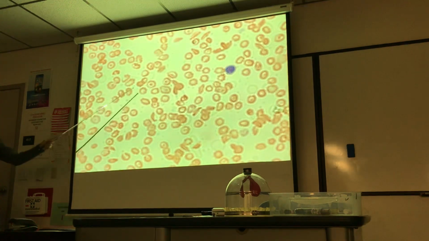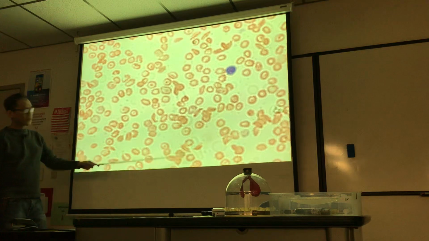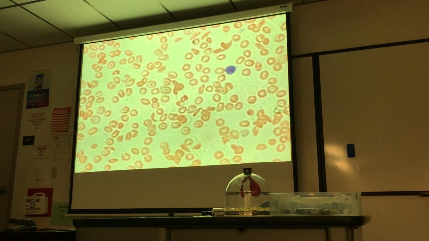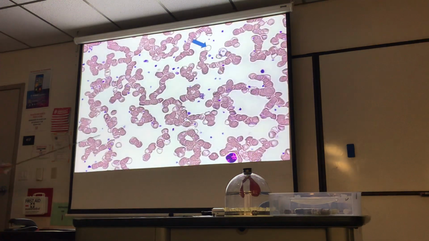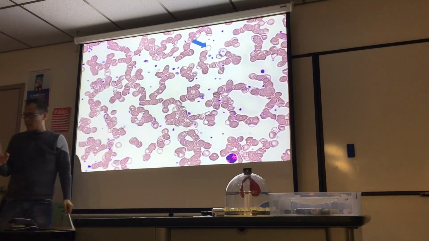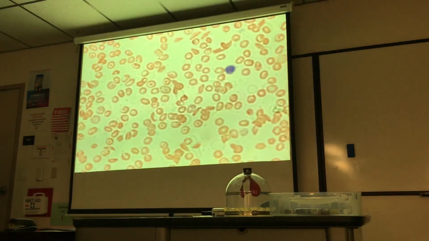This is sickle cell anemia. I just look for the little puckered red blood cells. That tells me it's the sickle cell. For the iron deficient, I look for the microcytes, not the puckered cells. So again, iron deficient anemia, sickle cell anemia.